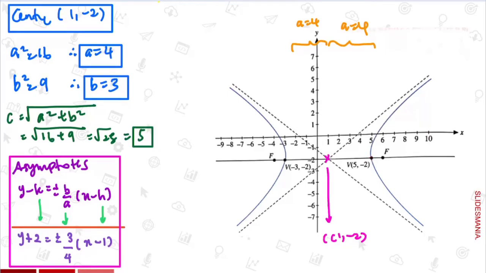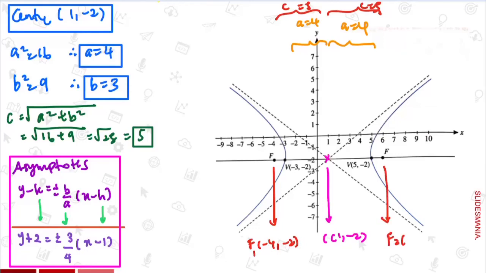Next, let us utilize the value of c. Our value of c is 5, so this will help us in order to find the foci. So c is 5, another value of c here is 5. So this will be used to find our foci. So let me write your foci here. The foci will be (-4, -2). This is your F1, while for F2, the value is (6, -2).